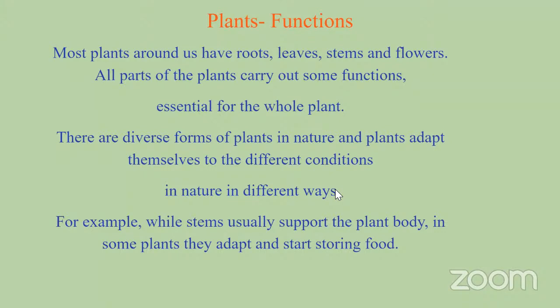In some plants, roots help in fixing and absorption of water, and in some plants, roots help for storage of food also. Some leaves have venation and are helpful in photosynthesis. Okay, so like this, roots, stem, leaves, all perform different functions in different ways in different plants. Right?